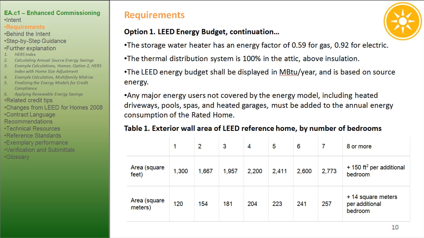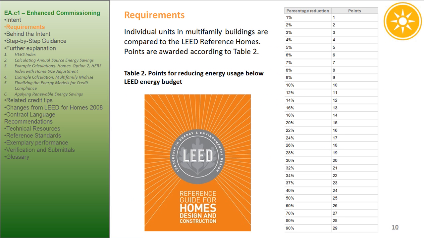6 bedrooms equals 2,600 square feet or 241 square meters. 7 bedrooms equals 2,773 square feet or 257 square meters. 8 or more bedrooms is equal to 150 square feet or 14 square meters per additional bedroom. Individual units and multifamily buildings are compared to the LEED reference homes. Points are awarded according to Table 2.